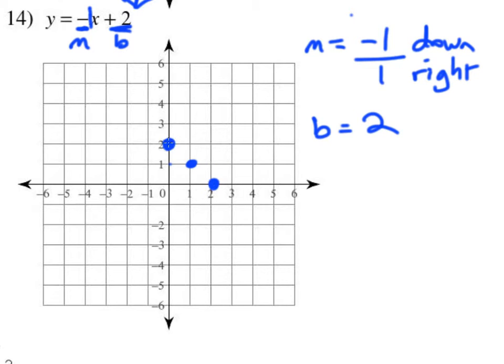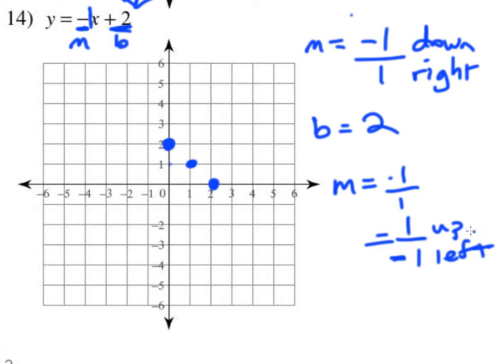Let's say you wanted to go the other direction. So instead of going down 1, right 1, you could reverse that and it would look like this, right? This is also the same thing. So that would be up 1, and then this is negative, so that would be left 1. Up 1, left 1. So let's start from here and then go up 1, left 1. You can see, look, it makes the same line. So this is the correct graph for that equation, that function there. So let's go ahead and draw our line.